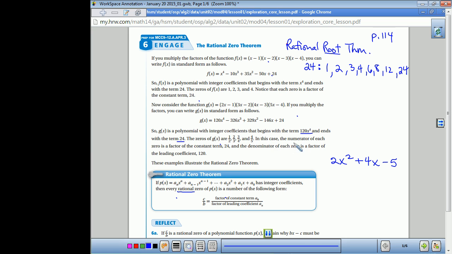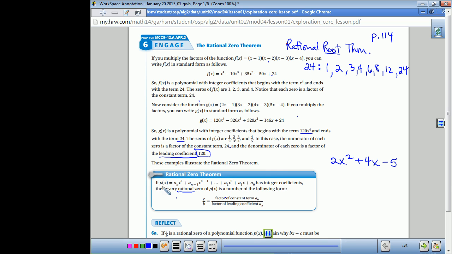So, in this case, the numerator of each zero is a factor of 24. Well, we've got those factors up there. Are the numerators 1, 2, 3, and 4? Are those factors of 24? Yeah. But the denominator of each zero is a factor of the leading coefficient, 120. Is 2 a factor of 120? Yes. Is 3 a factor of 120? Yeah. Is 4 a factor of 120? Yeah. Is 5 a factor of 120? Yeah. Okay, so all these zeros came from those factors. So this is a good example of the rational zero theorem or the rational root theorem.